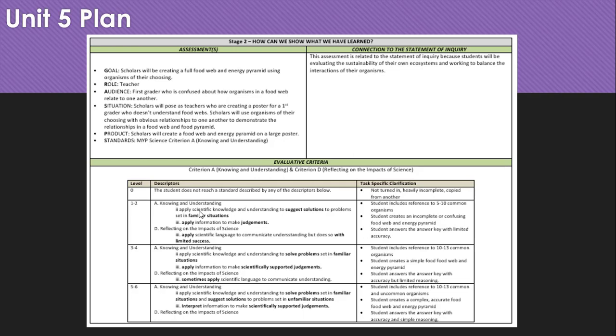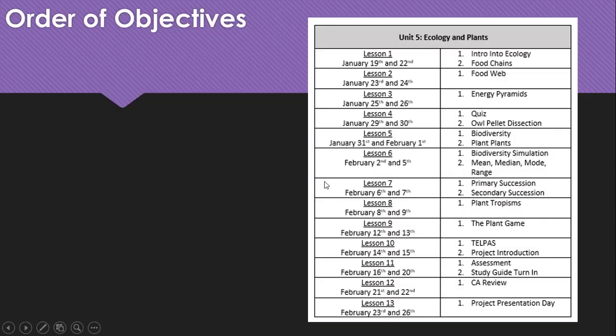Speaking of our project, here we have criterion A and D evaluated on an ecosystem that they build out of parts that don't necessarily have to be traditional organisms, which I'll show an exemplar of. The goal here is that students will be creating a full food web and energy pyramid using organisms of their choosing. Those organisms do not have to be traditional. It could be things like fairy dust as the energy source, for instance. They're going to be a teacher, and they're trying to explain how organisms relate to one another to a first grader using this analogy. They will create a big poster at the end, and the criteria they need is under here.